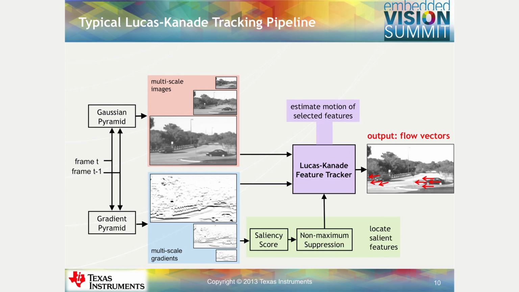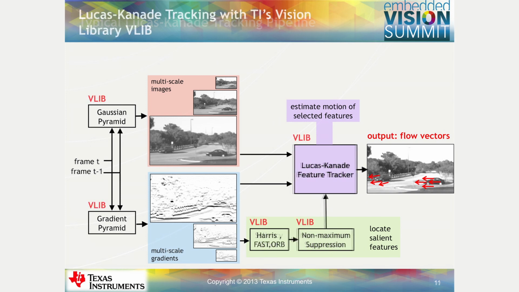And the Lucas-Kanade tracker is going to take basically these pyramids and these points you want to track, and it's going to produce flow vectors for those points. So the output is going to be literally, per feature, a flow vector, a U component, a horizontal component, and a vertical component. Now, in our work at TI, we actually support Lucas-Kanade tracking by offering a multitude of kernels.